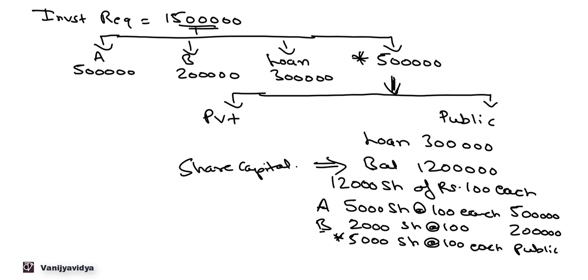Now even in the case of a private company, it is known as share capital, but here these 5,000 shares, which are taken over by the public, will be taken by private investors in a private company. Instead of the public subscribing for these 5,000 shares, in the case of a private limited company, some private investors may invest for these 5,000 shares at rupees 100 each.